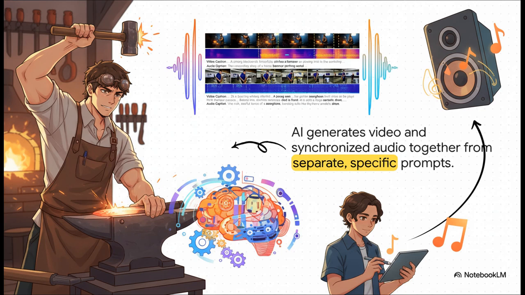Check this out. The AI was given two separate prompts, a visual one for a blacksmith hitting iron, and an audio one for the resounding clang of the hammer. Now, the AI didn't just make a video and slap on a stock sound effect. No way. It generated both at the same time, making sure that clang happens at the exact microsecond the hammer makes contact.